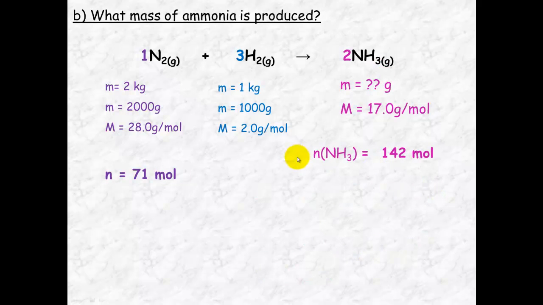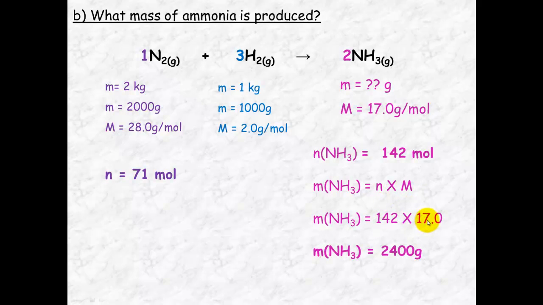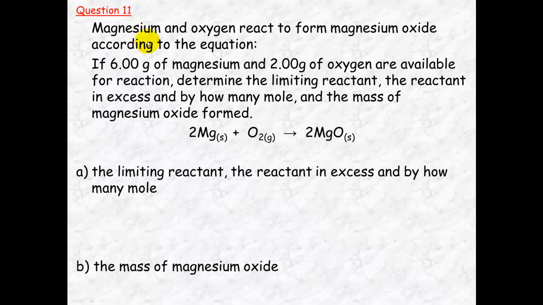So now that we've calculated the number of mole of ammonia, which is 142 mole, we can work out the mass, which is the number of mole times molar mass, which is 142 times 17, which equals 2,400 grams. At this point, double check that's what you're looking for, the mass, so that's the answer to the question. So here's a question for you to have a go at. Have a read through, pause the video, have a go at it, see if you get the right answer.